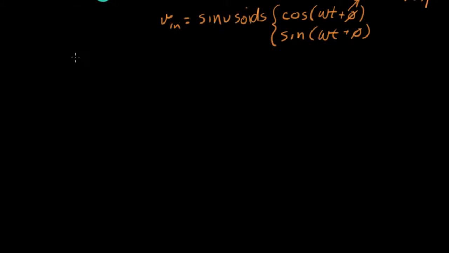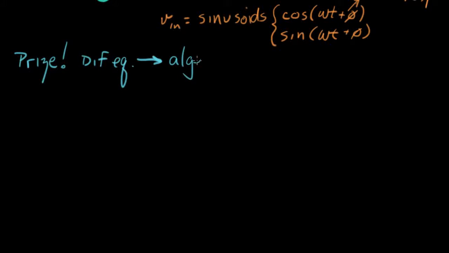So when we make this limitation to sinusoidal inputs, there's a big prize at the end. And the prize is that the differential equations turn into algebra. That's the reason we're doing this. It just basically becomes really simple, just like the resistor circuits that we used to do. They were all algebra. There was no calculus. We're going to turn these kinds of differential equation circuits into algebra.